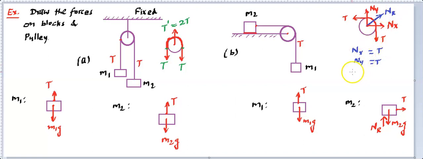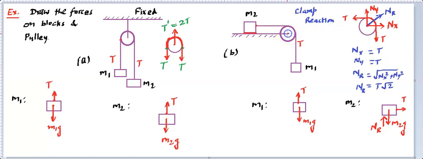So what is the normal reaction going to be? Normal reaction is basically the resultant of these two. They are perpendicular components, so you can go for the square root of Nx square plus Ny square. Now both are T, so you can write it as T root 2. Many times this question has been asked: what is the reaction? We generally call it the clamp reaction. Why clamp reaction? Because the reaction is coming because of this clamp.